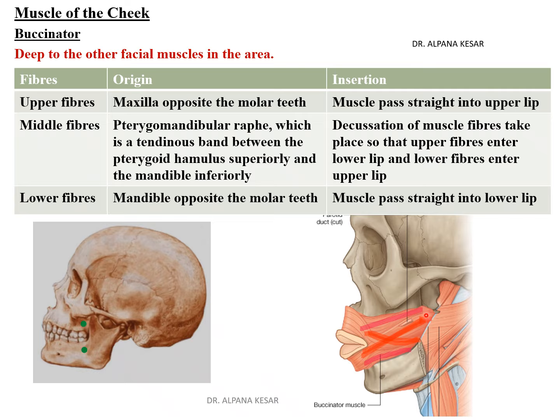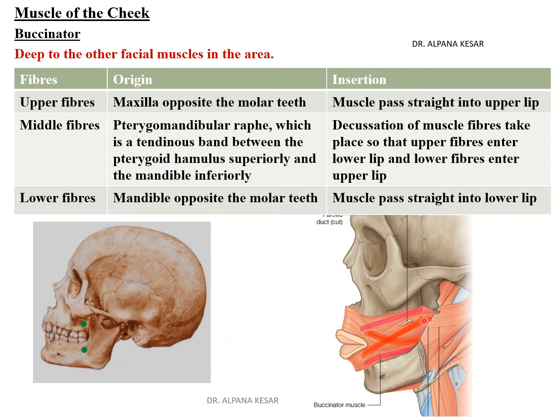The fibers pass straight into the upper lip. The lower fibers take origin from the mandible in the region of the molar teeth. The fibers pass straight into the lower lip. The middle fibers take origin from the pterygomandibular raphe. Pterygomandibular raphe is a tendinous band which is present between the pterygoid hamulus above and the mandible below.